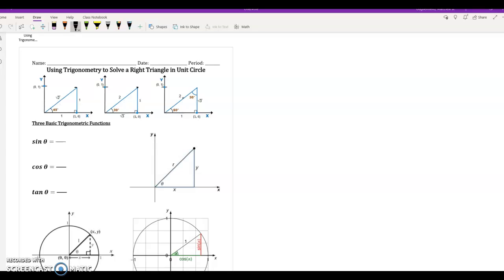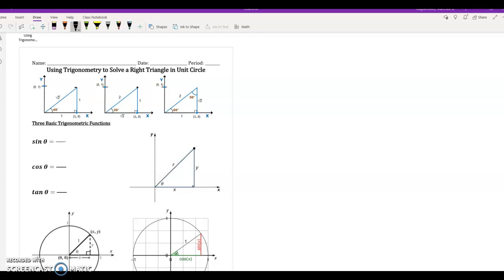So these triangles are not set in the unit circle, because the unit circle has to have a hypotenuse of 1 unit long. So you can see that these hypotenuses are square root of 2 and 2, so they're not in the unit circle. Okay, but we can use the same ratio. It doesn't matter the size of the triangle. If it's a 30, 60, or a 45, the ratios, the comparisons of the two sides are going to be the same.